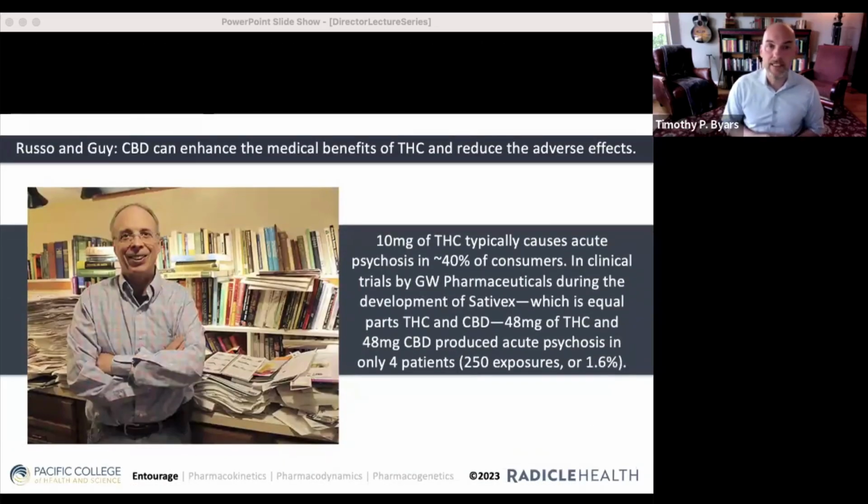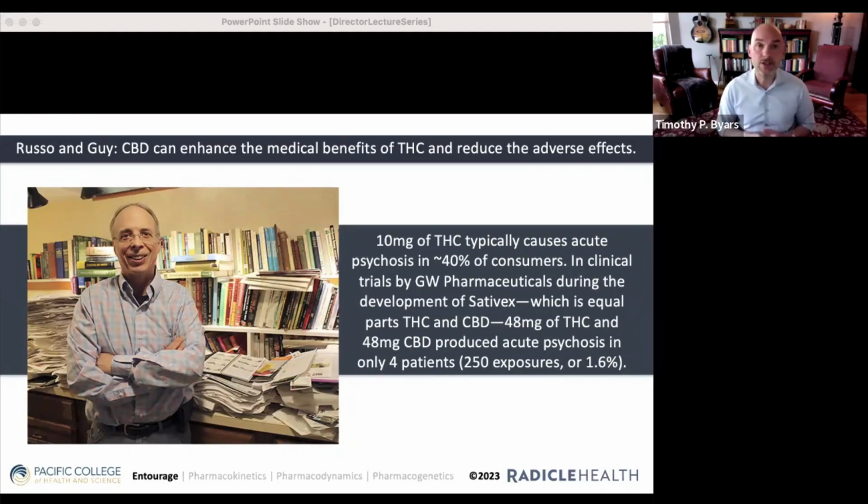And here's our friend, Ethan Russo. He and Jeffrey Guy in 2005 suggested that CBD can enhance the medical benefits of THC and reduce the adverse effects. Again, another suggestion of entourage. Russo pointed to data that suggested that 10 milligrams of THC will typically cause acute psychosis in about 40% of people who take that amount.